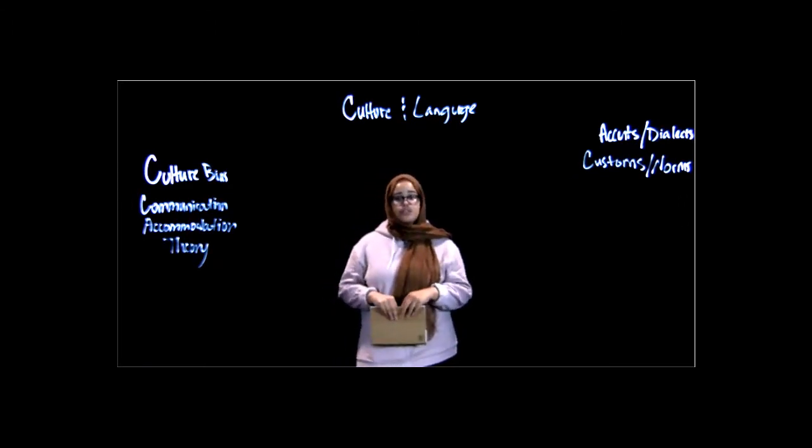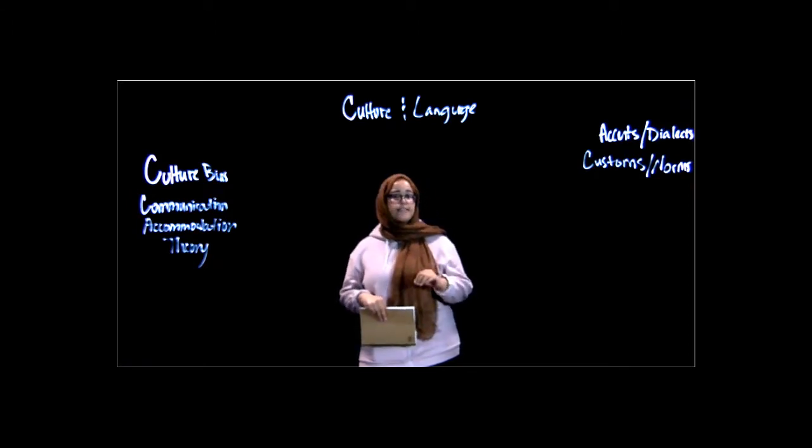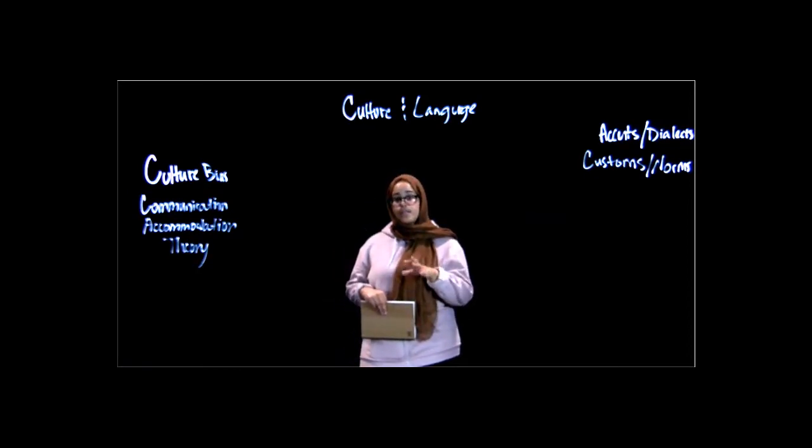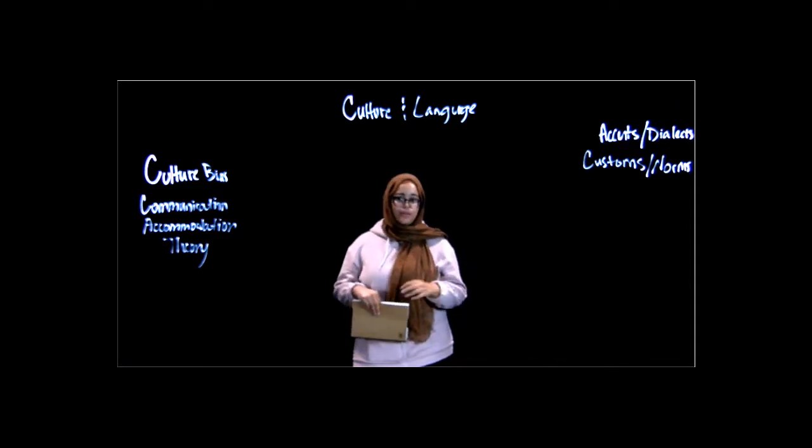People do this in a couple of different ways. One of them is through something called convergence, in which we try to mirror or make our speech patterns more like the person we're communicating with, or through something called divergence, in which we emphasize our own way of speaking to highlight differences between us and the people we're communicating with.